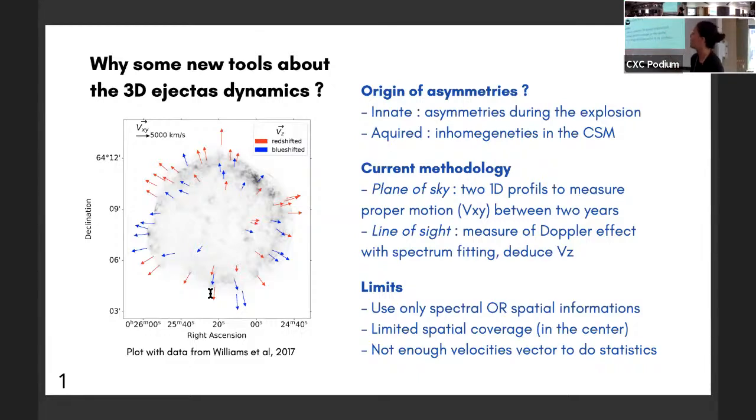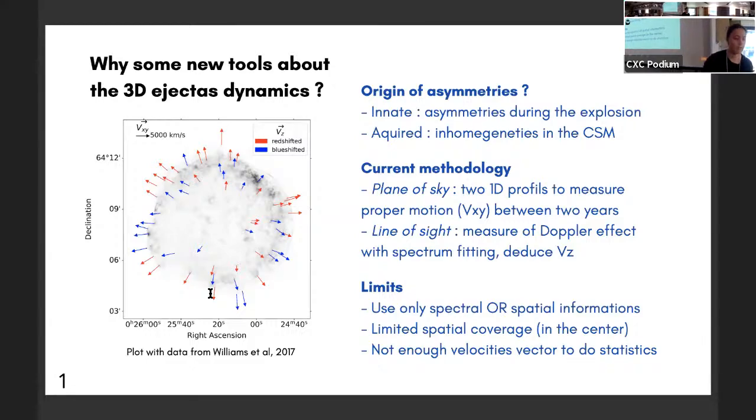It's the color. And they found that there is no clear symmetry, neither in the plane of sky nor in the line of sight. So there are some limits because there is a very small number of vectors and limited spatial coverage. And as is often the case in X-ray studies, the spectral and the spatial information are totally separated in the study. So I will present you a new methodology to study the velocity in the plane of sky and in the line of sight.